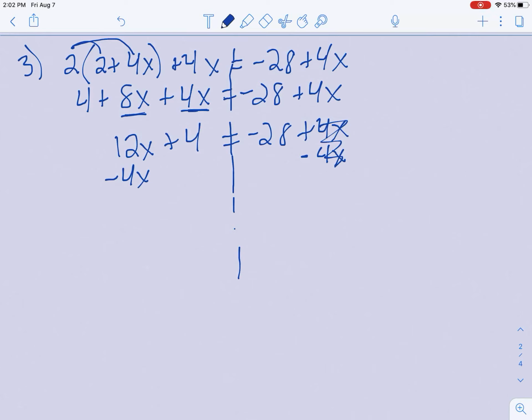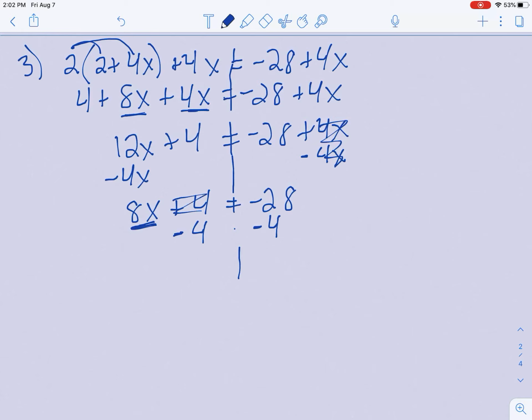And then I'm going to bring down the rest. 12 minus 4 would be 8x plus 4 equals negative 28. Now I need to get my numbers together. Since all of my x's are on the left, I need to move the numbers that are on the left. On the left, I have a plus 4. I need to get this guy alone. The opposite of plus would be a minus 4.